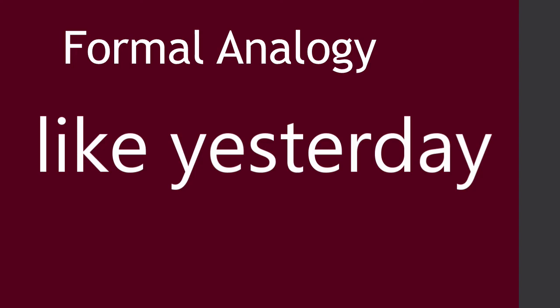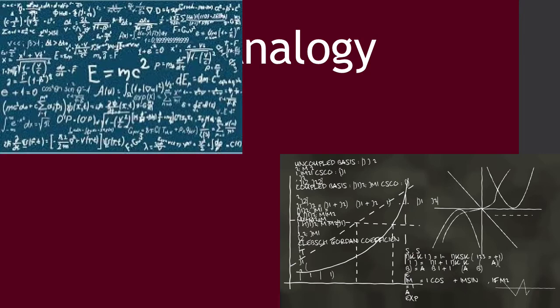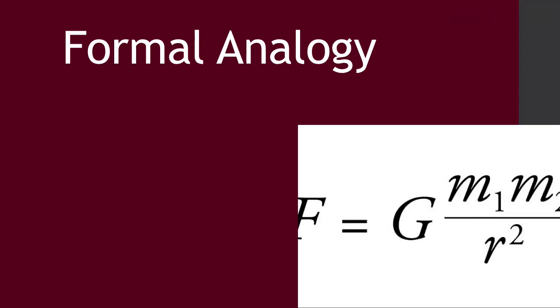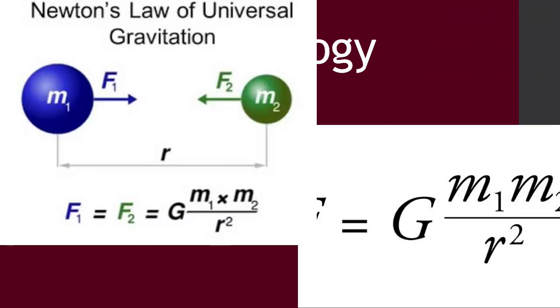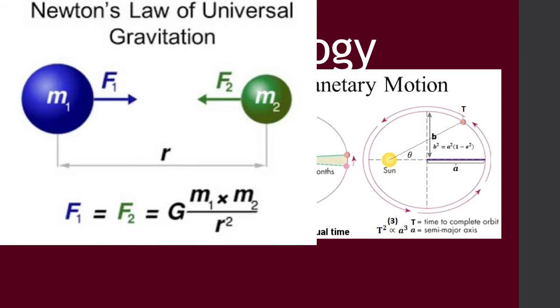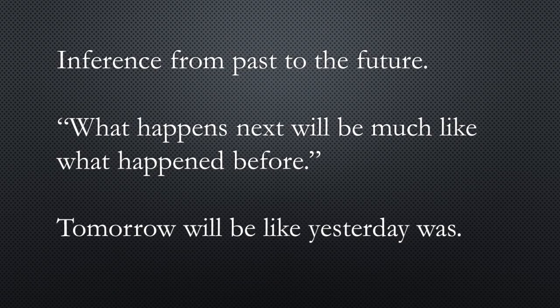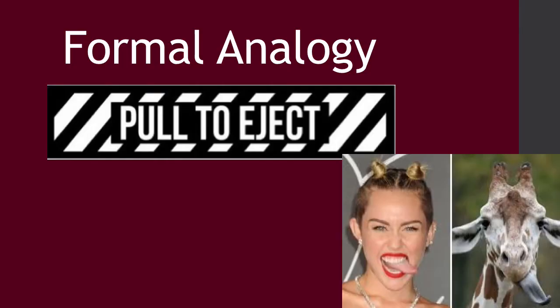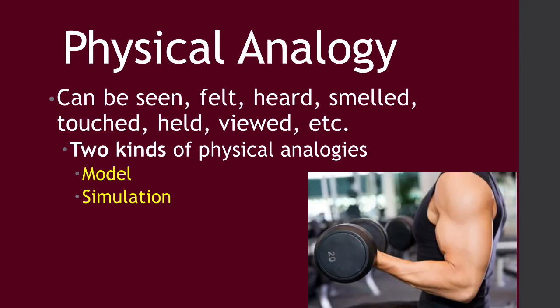Formal analogies also include scientific notation or mathematical formulas. Einstein's famous formula, E equals mc squared. Newton's formula for the force of gravity. These are formal analogies. The basis for those particular forms of analogy is that today will be much like yesterday, and tomorrow will be much like today and yesterday. Physical analogies compare physical items.